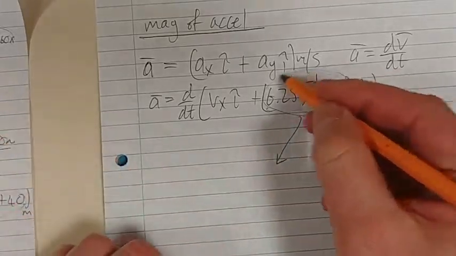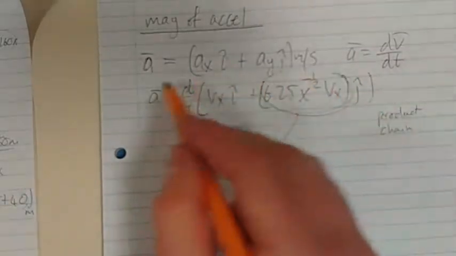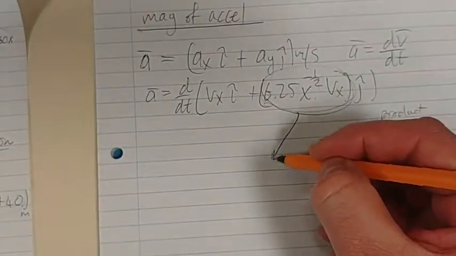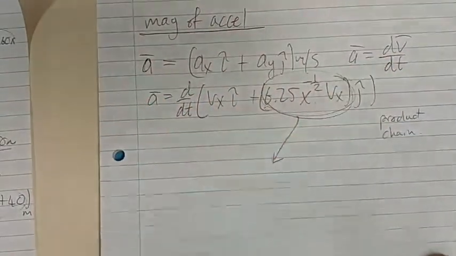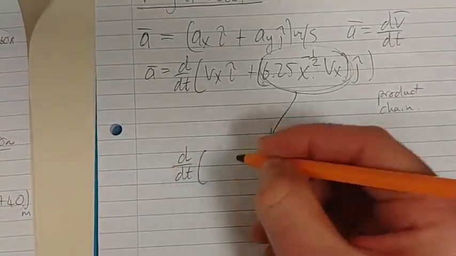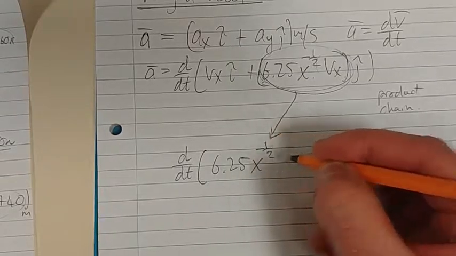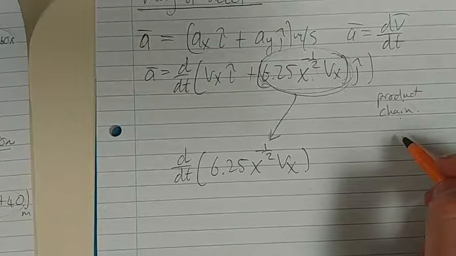Okay, so let's just first take care of this term. Do you see why I like to write it out like this? It gives me the big picture, and then I can extract one of those components, deal with it, and then put it back into the big picture. Okay, so let's do d/dt of 6.25 x to the minus a half Vx. We need both the product rule and the chain rule.